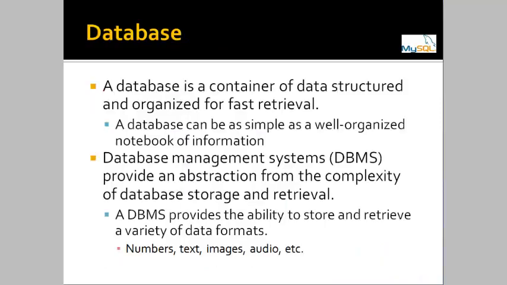So what is a database? Well, a database is simply a container of data, of information. And we'll use those two words interchangeably, but technically, data is not information. So a database is a container of data that's organized in some way so that we can retrieve that data quickly. Now, a database can be as simple as a well-organized stack of index cards, or a notebook with information that's well organized on different pages of the notebook so that we can find it quickly.